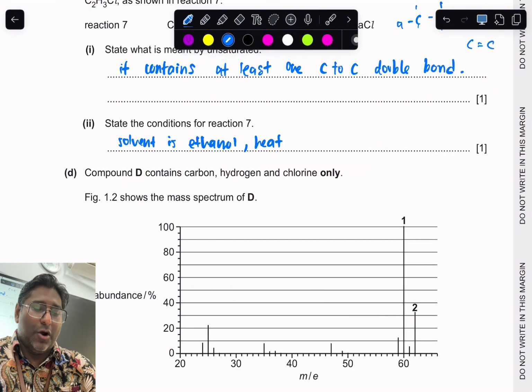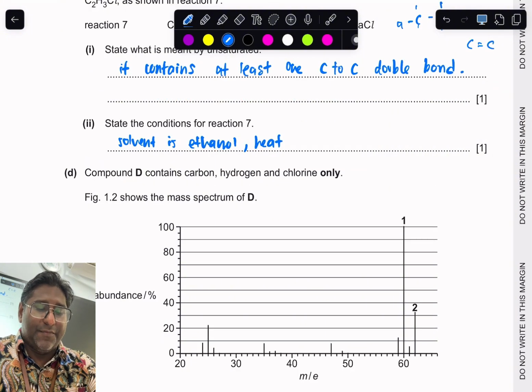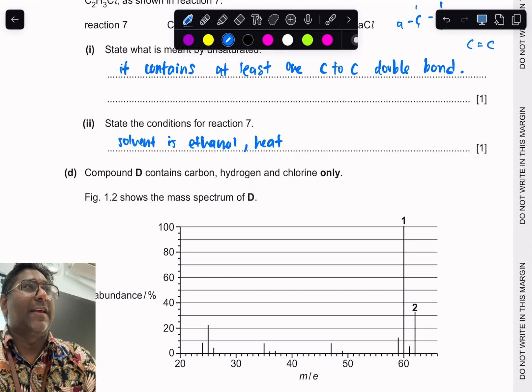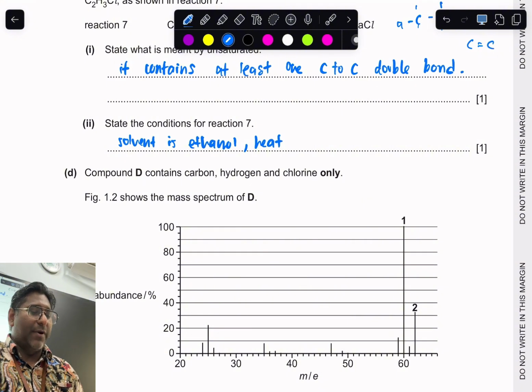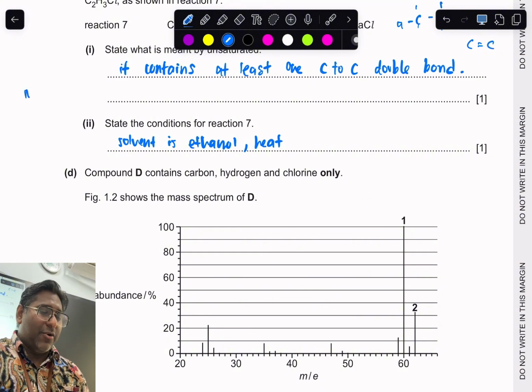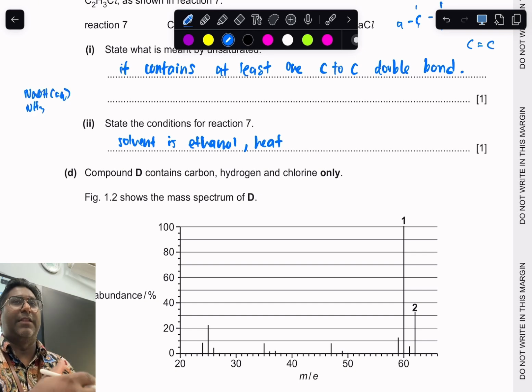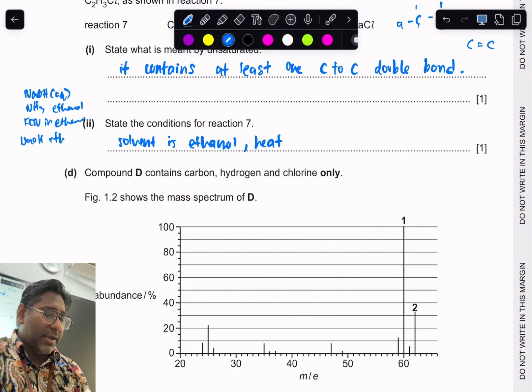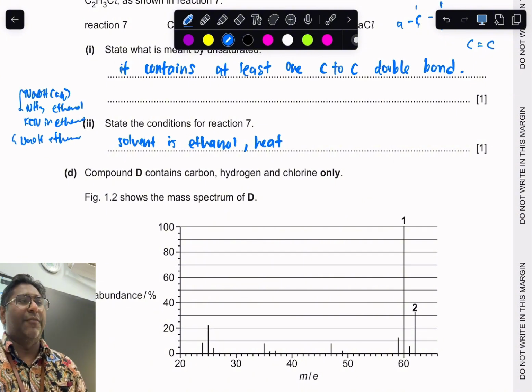In fact, all the reactions involving nucleophilic substitution must be heated as well. So starting from aqueous sodium hydroxide, then we also have ammonia in ethanol heated under pressure, and then one more, KCN in ethanol, and then you have NaOH in ethanol. All these four reactions must be heated.